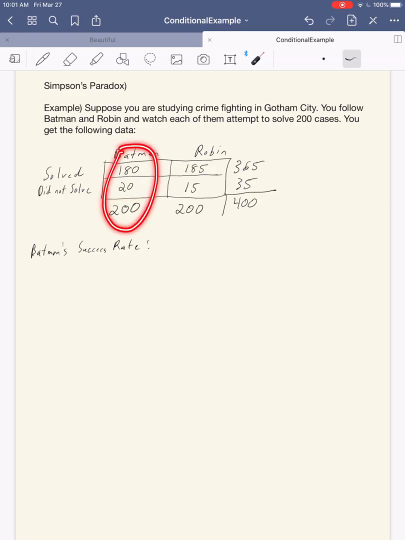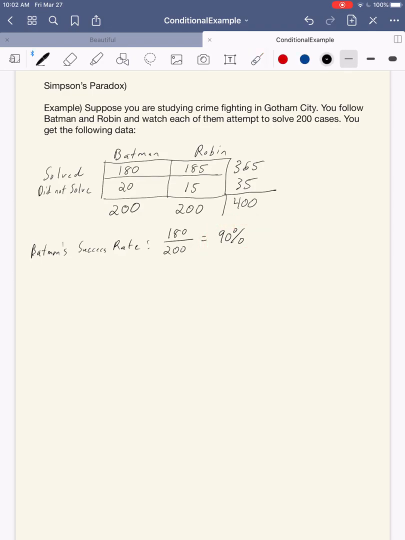So we're going column by column, using the column totals here. That's because the explanatory variable would be which crime fighter, Batman or Robin, you were looking at. So Batman's success rate would be 180 out of 200. He solved 180 successfully out of the 200 he attempted. If you wrote that as a percentage, you would get 90%. So Batman apparently has a very good success rate. He solves 90% of the cases he works on.